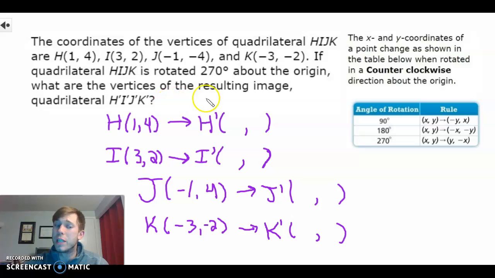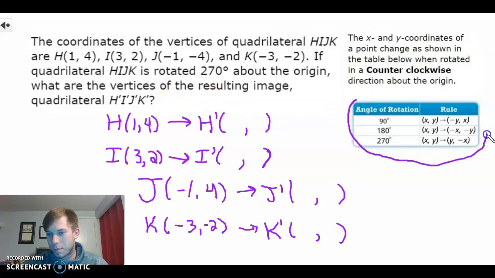If you didn't write down this table before, make sure you do that now. This table is going to be very helpful for you to figure out what the prime rotation is going to be, what the prime image is. So go ahead and take a moment on your own to see if you can figure out what the vertices of the image are going to be.